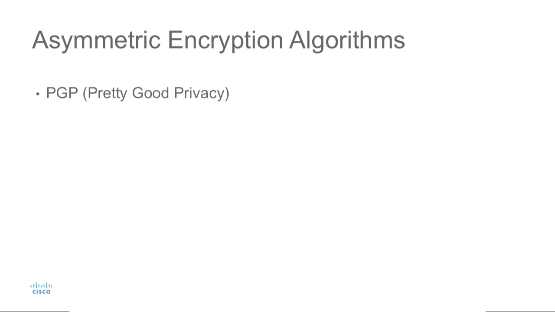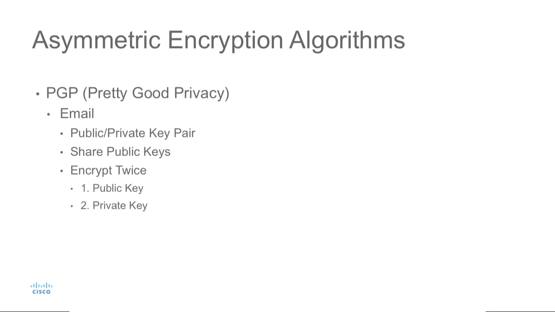One other example of an encryption method that uses public and private key pairs is PGP. Now, PGP stands for Pretty Good Privacy, and this is used for email encryption. The way that this works is both parties are going to have a public and private key pair. They're going to share their public keys with one another. Then when they send an email to the other, they're going to encrypt it twice. The first time is going to be with their private key. The second time is going to be with the public key of the receiving device.